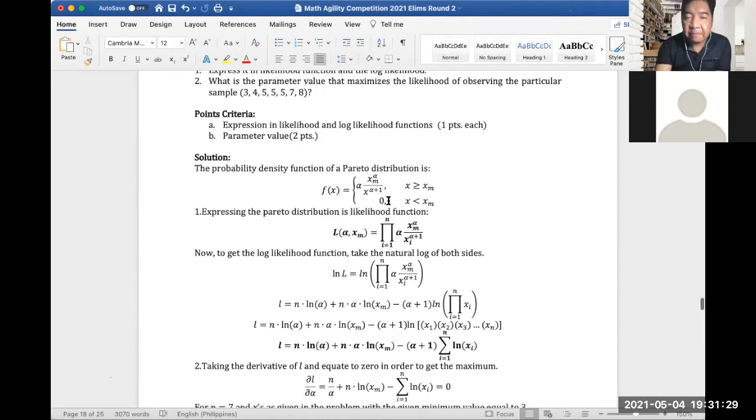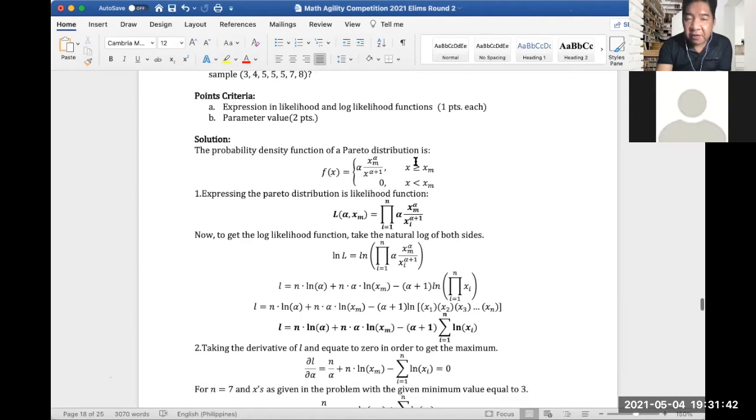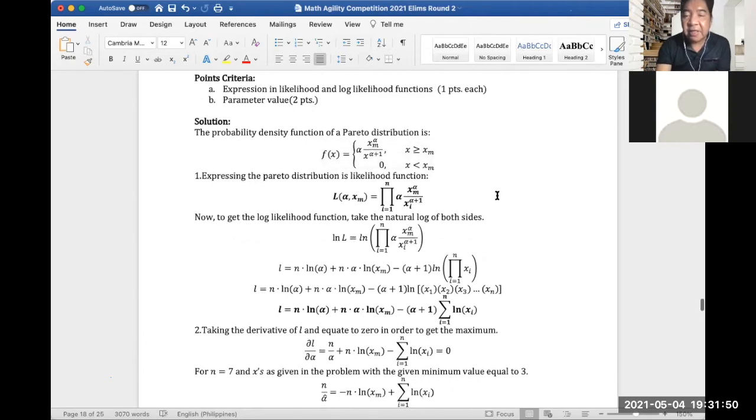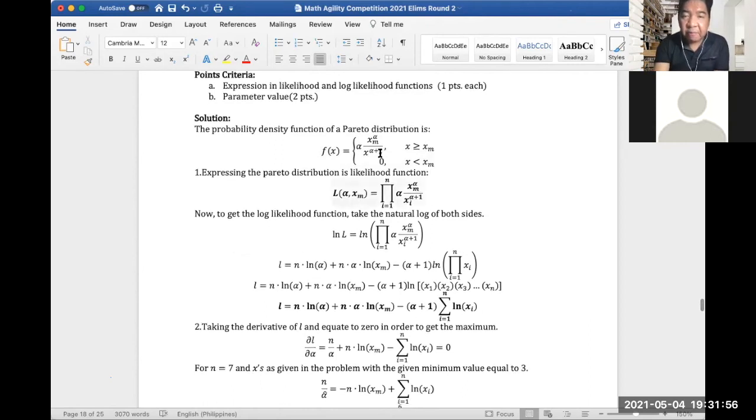F of x is alpha times x sub m to the alpha, divided by x to the exponent alpha plus 1. The first condition is when x is greater than or equal to x sub m, and it's 0 when x is less than x sub m. Expressing this would be the product, when x is greater than m, from i equals 1 to n. So this is the first answer.